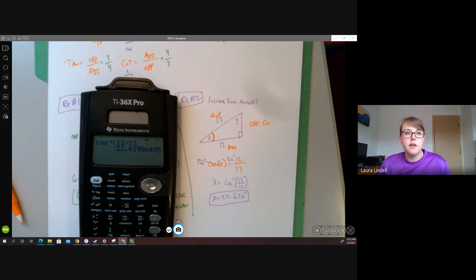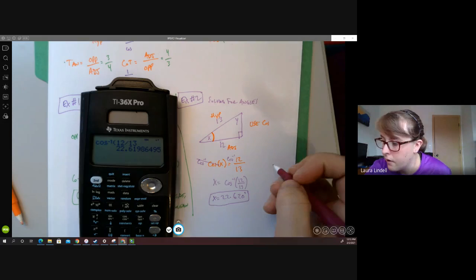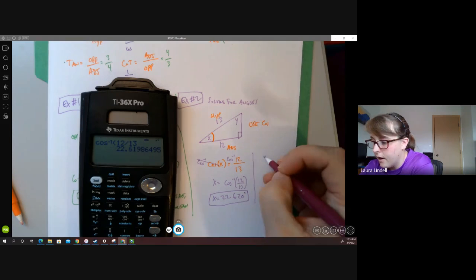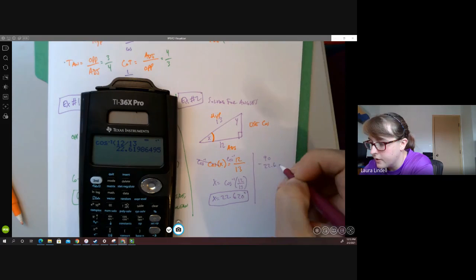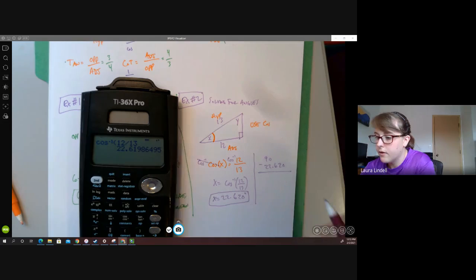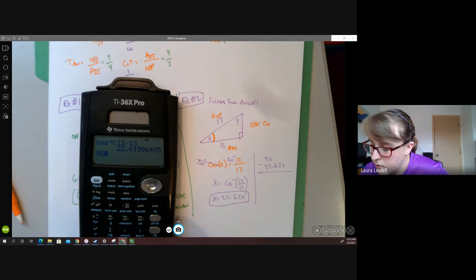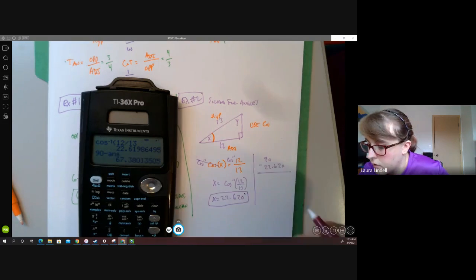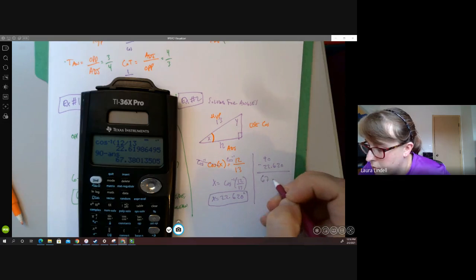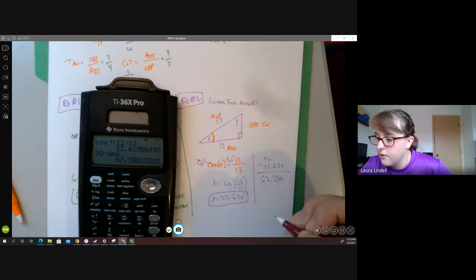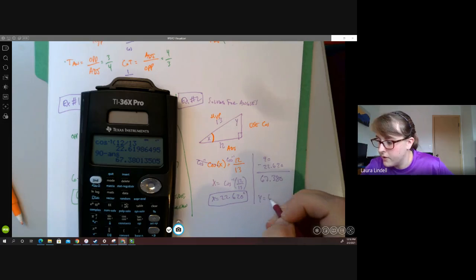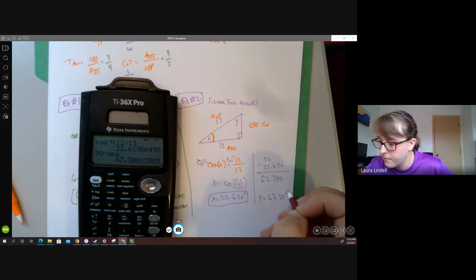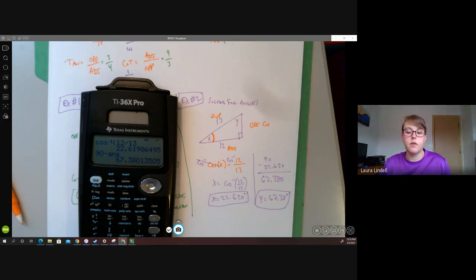That's what x is. And then once you've found one of your angles, you can go 90 minus 22.620 and get 67.380. So y would be 67.38. Or 67.380, but sticking an extra zero on there is not really doing anything for us.